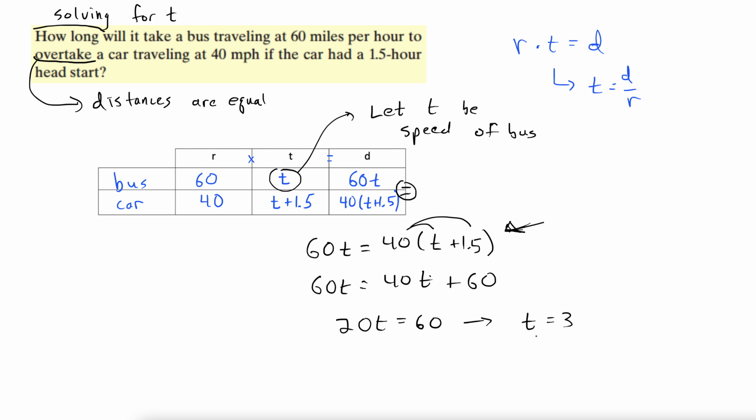So then when we've solved for it, we have t equals 3 hours. That's what we're trying to find: how long will it take the bus? We have our variable set up for the time that the bus has been traveling, so t equals 3, and then don't forget your units. In this case, it's hours, 3 hours.